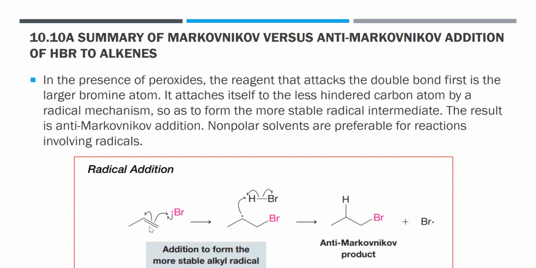In the presence of a peroxide, it's the other way around. The carbon containing a higher number of hydrogens will have the bromine added, and the carbon containing fewer hydrogens will have the hydrogen added. This is your anti-Markovnikov product.